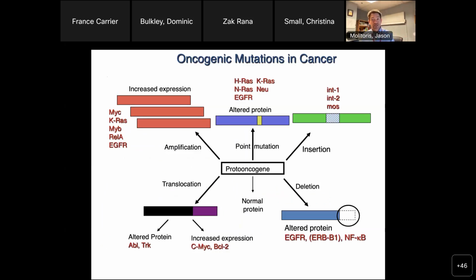So oncogenes, there are a number of oncogenes. Oncogenes and tumor suppressors are the first breakpoint. In the 80s and 90s, people were trying to clone these genes out, identify them, identify mutations in genes that led to malignancies. And so here's a list of oncogenes, as well as ways in which oncogenes become activated.